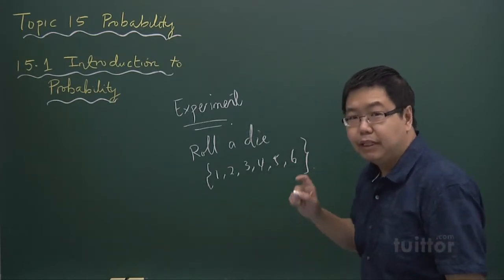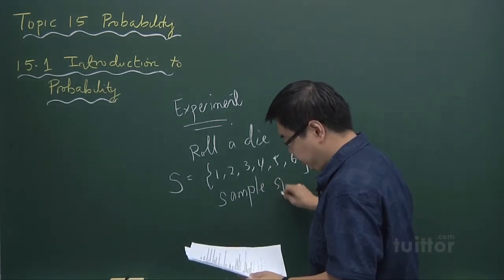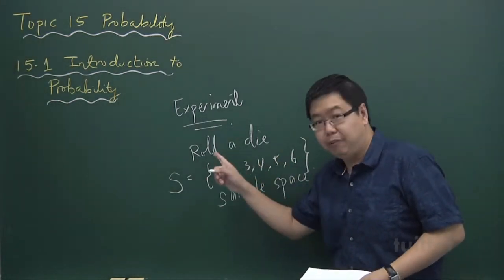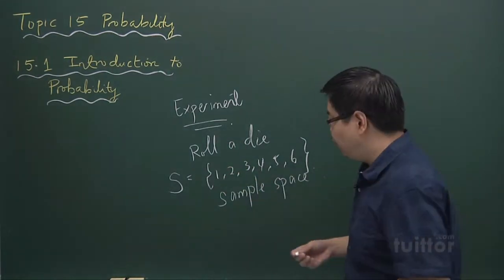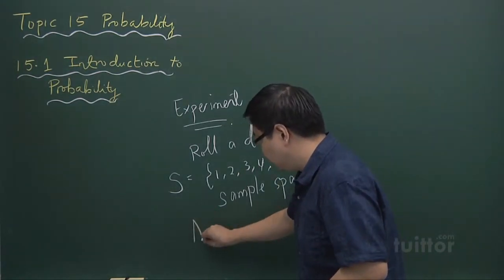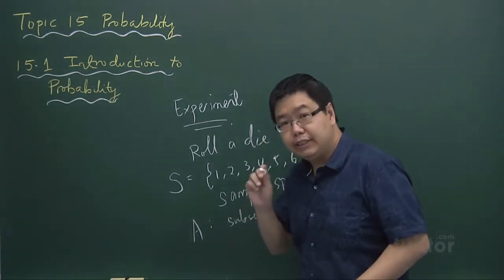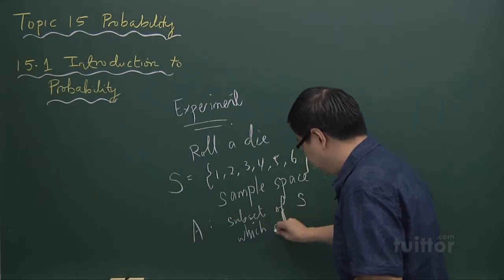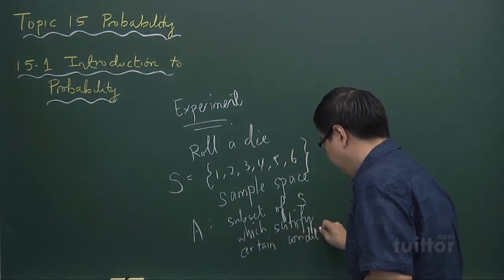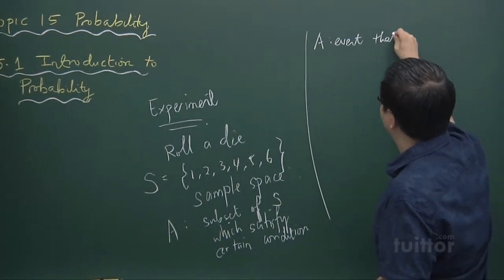Listing down all the possible outcomes of this die will be what we call the sample space. 1, 2, 3, 4, 5, and 6 are all possible outcomes of this experiment, which involves rolling a die. We are always keen on finding out the chance of a particular event occurring. An event, denoted say by A, is what we call a subset of this sample space which satisfies a certain condition. For example, A could be the event that an odd number appears.